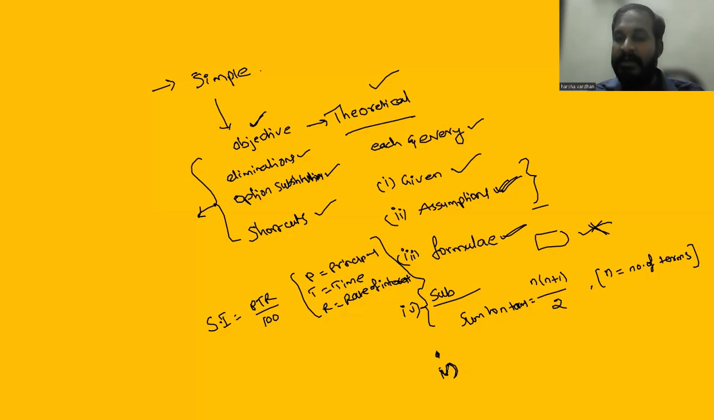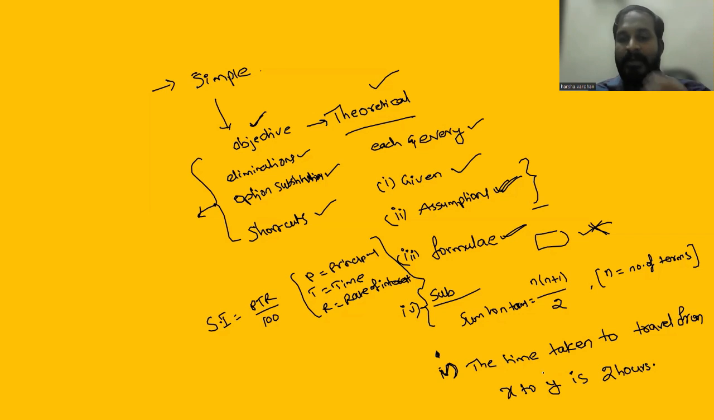And the fifth step, make sure that, for example, if they asked for the time taken, find the time taken to travel from X to Y. Then you should write in this manner: the time taken to travel from X to Y is 2 hours. You should write it clearly in this manner.